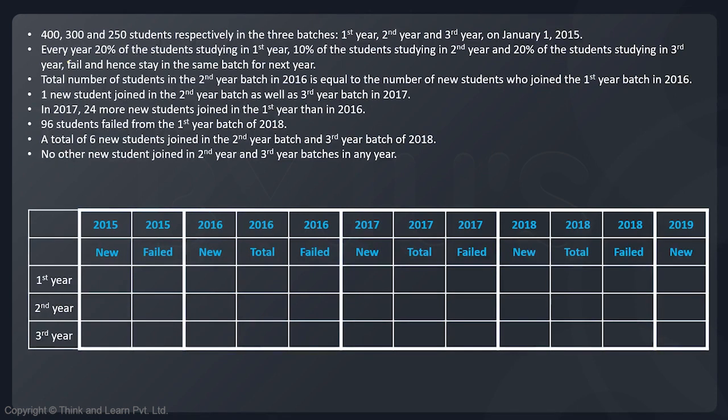Now, so what is going to happen is once we are given that on 1st of January 2015, the total students we have is 400, 300 and 250. And out of those 400, it is given that 20% of the students studying in first year, that is 20% of 400, that is 80 students, failed. So these 80 students will continue to remain in the next year, right? While the remaining 320 students, they are going to cross over to the next year.